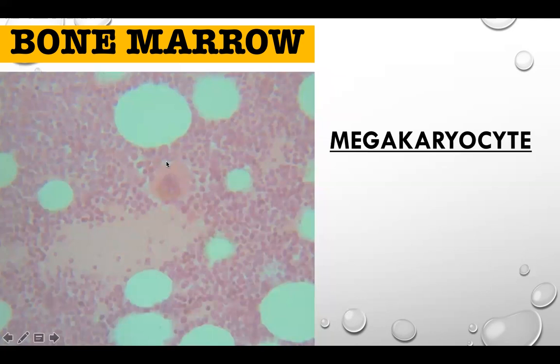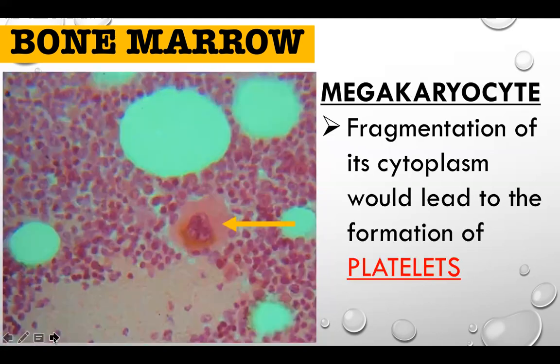Okay, so the most common question asked is to identify the cell pointed. This is your megakaryocyte. The structure where this is found is the bone marrow, and the fate of this cell is that fragmentation of the megakaryocyte will lead to the formation of platelets. The cell pointed by the yellow arrow is your megakaryocyte, the fragmentation of which would lead to formation of the platelets. Platelets are found in the blood vessels or in our blood circulation.